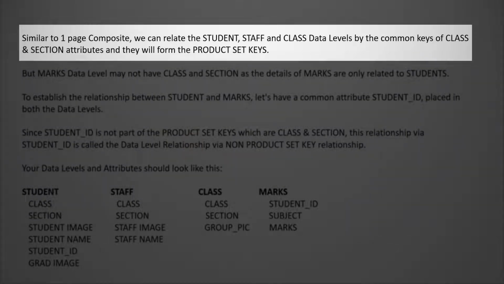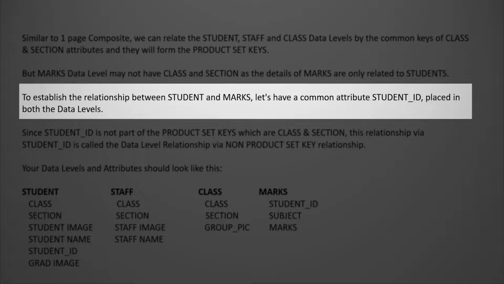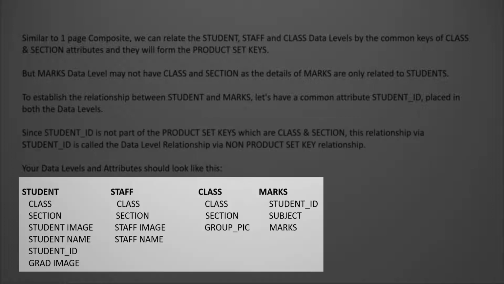Similar to one-page composite, we can relate the student, staff, and class data levels by the common keys of class and section attributes as they will form the product set keys. But marks data level does not have class and section, as the details of marks are only related to students. To establish the relationship between student and marks, let's have a common attribute, student ID, placed in both the data levels. Since student ID is not part of the product set keys, which are class and section, this relationship via student ID is called the data level relationship via non-product set key relationship. Your data levels and attributes should look like this.